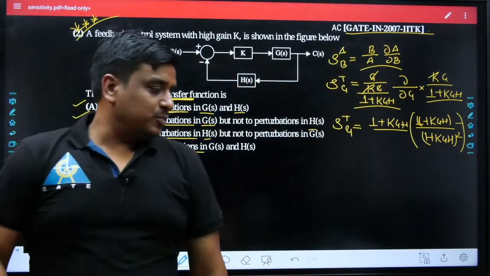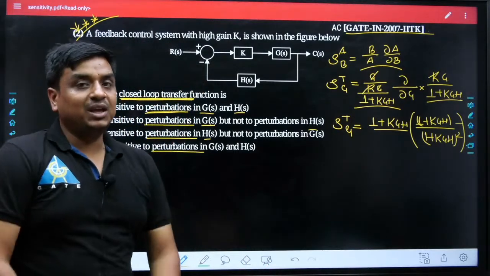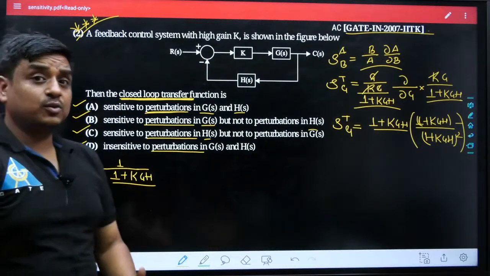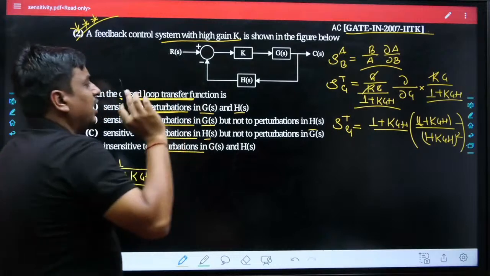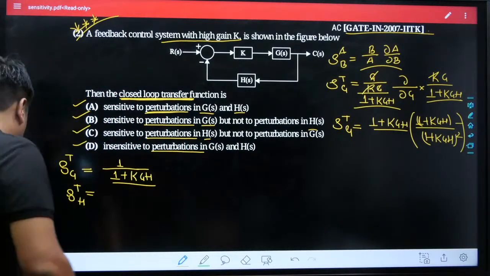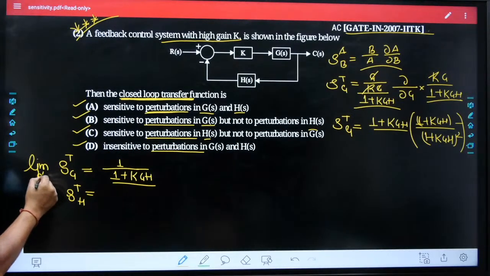Tell me what's going to be the best answer. The students who are live with me, definitely you can give me the exact answer, at least for this particular problem. End of the day, what you have to do? It has been clearly written that the gain K is very high. That means once you calculate the perturbation of T because of G, you also have to feed the limit K tends to infinity.